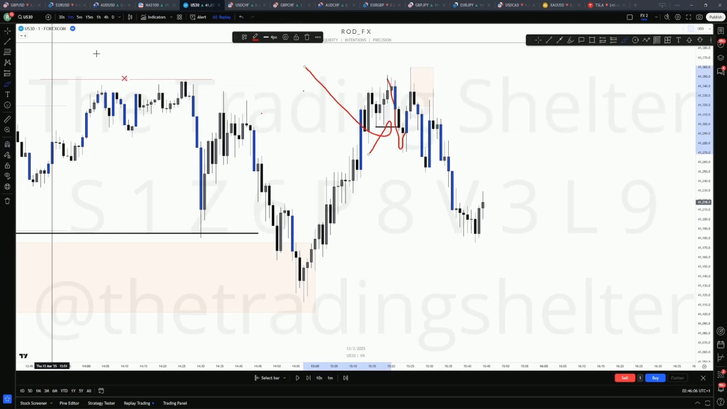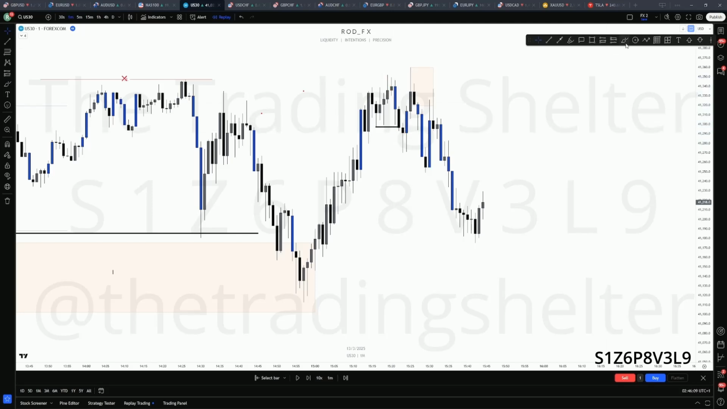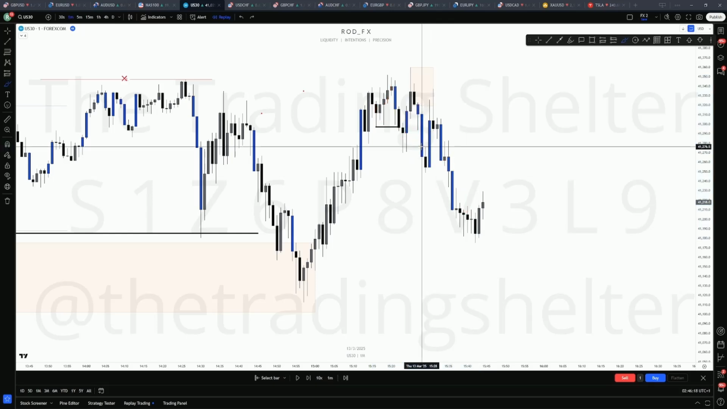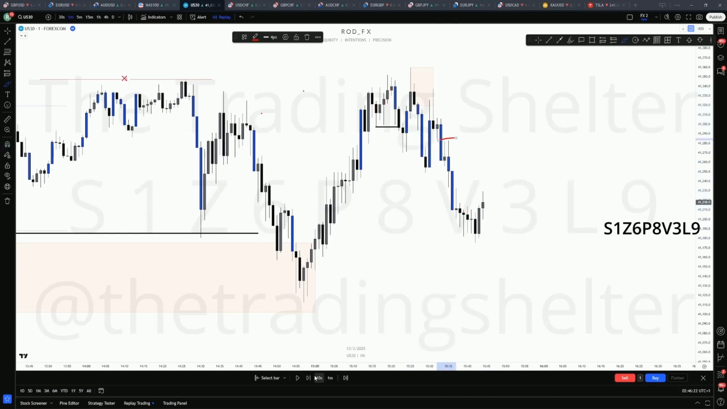Okay. Let me just erase this and see if it comes back white. Perfect. And imagine it does this, and just leaves. You miss the trade. Do you see how? And look how they fill this imbalance here.